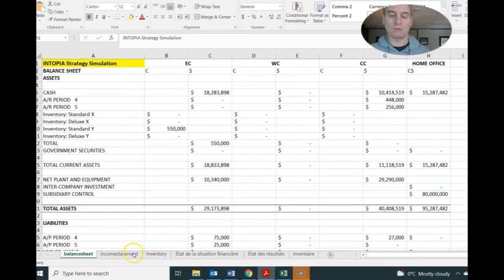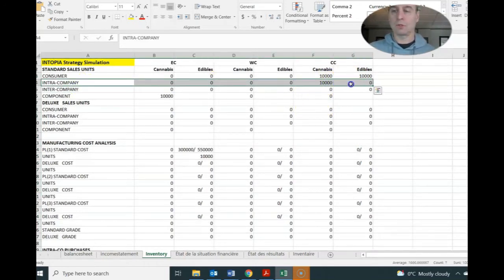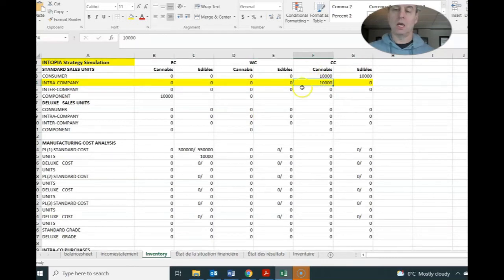Okay, so the best place to look for that right now, let's just go over to the inventory tab and we can see what transpired here. If you look in central Canada, here's our first instance of what we call an intra-company sale. Intra meaning within the company. So we've taken those 10,000 units and shipped them over to Eastern Canada. And you'll see that we've actually turned around and used those 10,000 units in the production of edibles in Eastern Canada. So you can see we produced 10,000 edibles there, and those 10,000 units are used up.